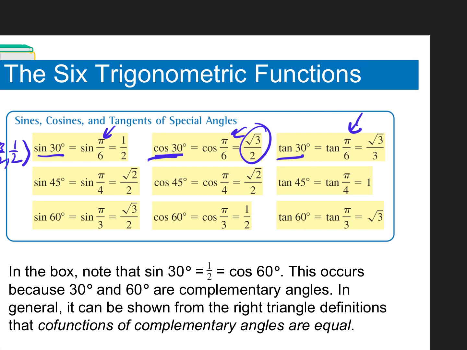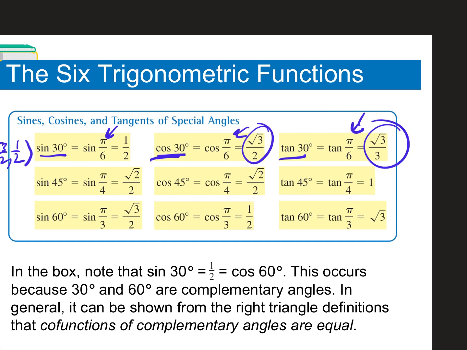Well, how did they come up with the tangent being root 3 over 3? They divided the y over the x, right? So at 45, what are your x and y values? Square root of 2 over 2. And then how do you get your tangent? Well, you just divide them. You get 1.